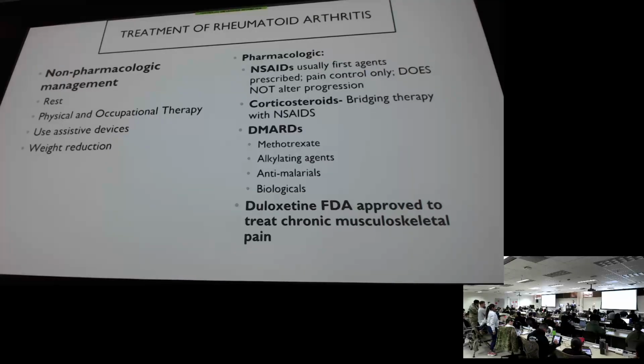And I mentioned earlier that duloxetine is FDA approved to treat chronic musculoskeletal pain, duloxetine Cymbalta, an SNRI. You don't see it utilized that often, and if you look at the chart, for OA, it was conditionally recommended. So you can also use it for pain control. But if they can take NSAIDs and steroids, that's where we're going to go.